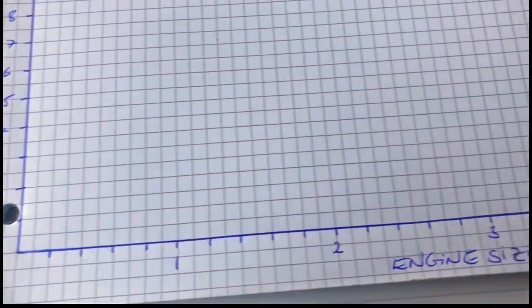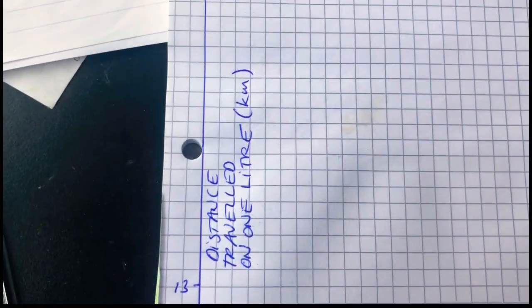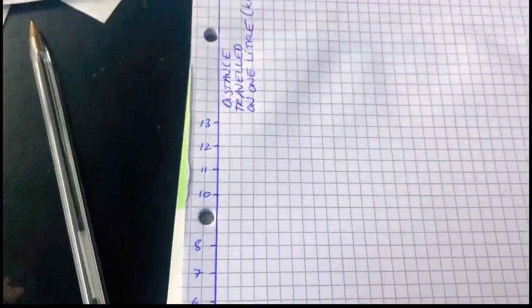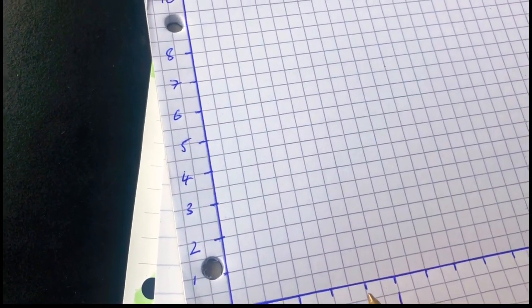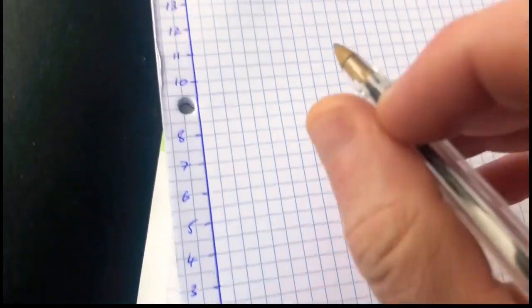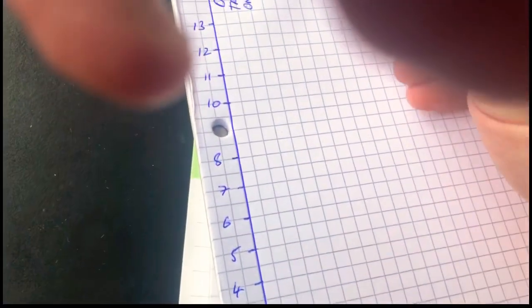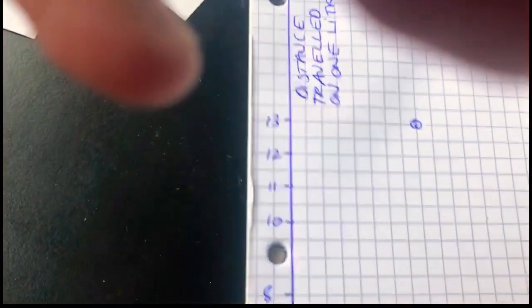I've just drawn the axes on at the minute. Engine size across and distance travelled on 1 litre up and down. And then plot the points. So you go across for the engine size. The first point is 0.8 engine size, which would be there. And then it travels 13 kilometres on 1 litre of petrol. So I go up to 13 and plot the point, which would be there.